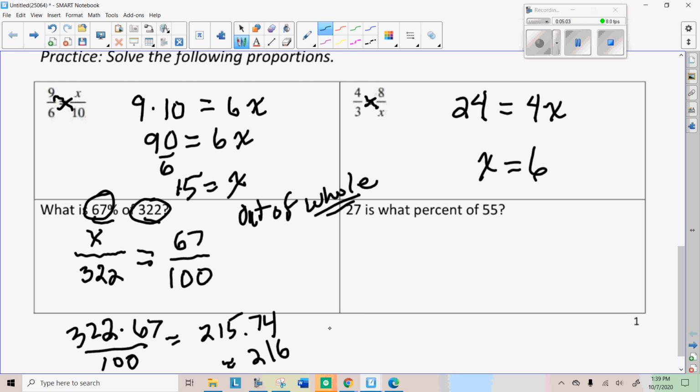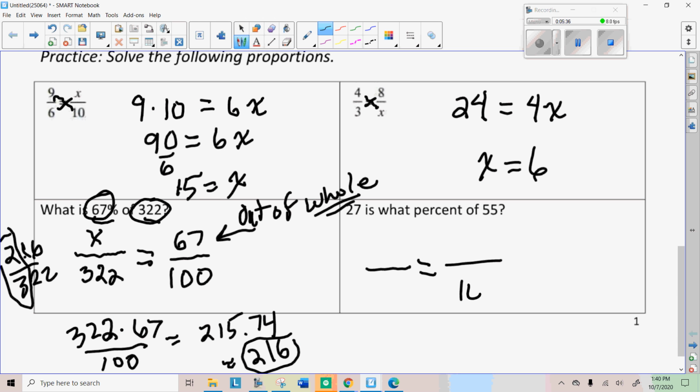Okay. Now, your estimating skills come in handy here because you're going to look at this number and see if it kind of makes sense. 216 out of 322, is that about 67%? And I'm hoping you guys are starting to see this as 2/3, which we know is 66 and 2/3%. So yeah, this totally makes sense. All right, let's do one more here.